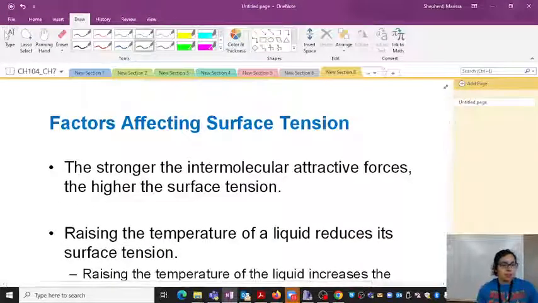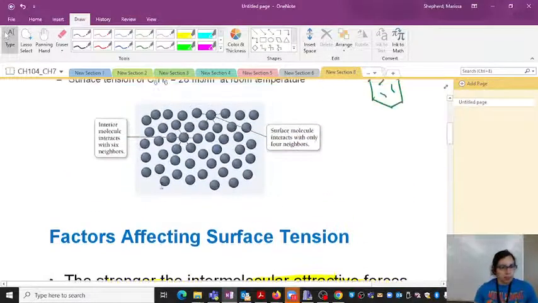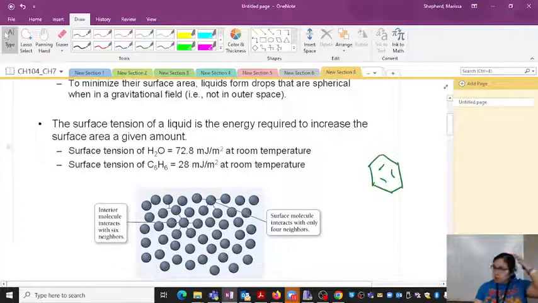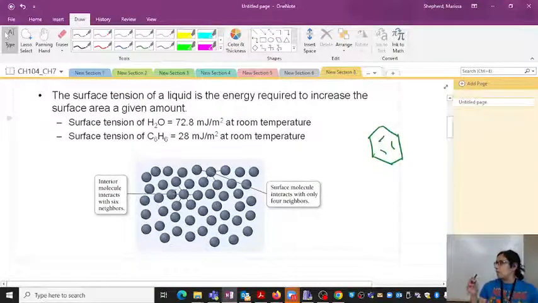And so now we know the stronger the intermolecular attractive forces, the higher the surface tension.